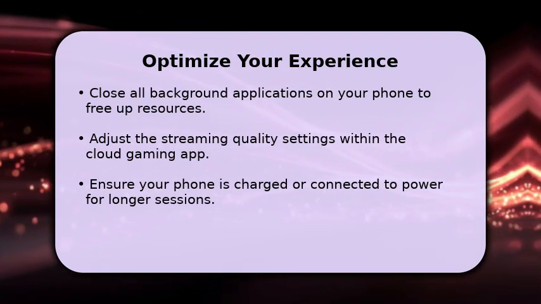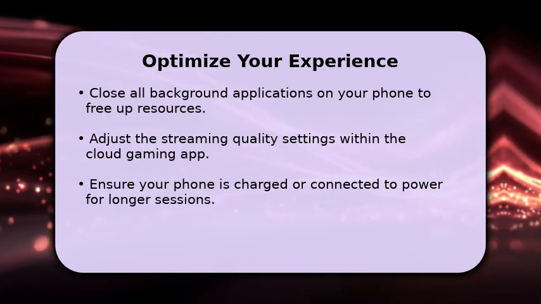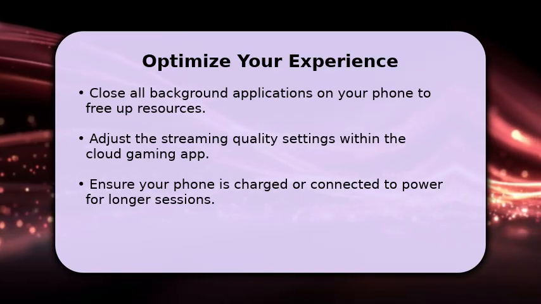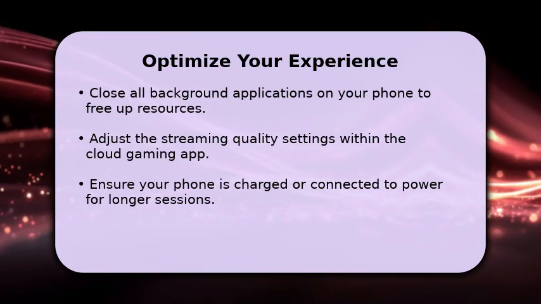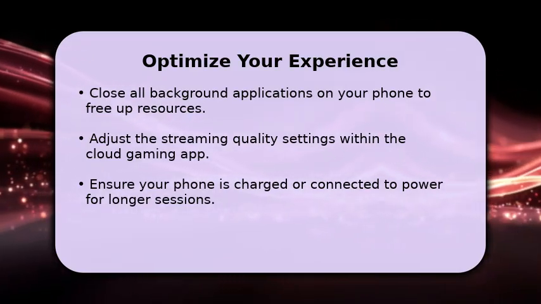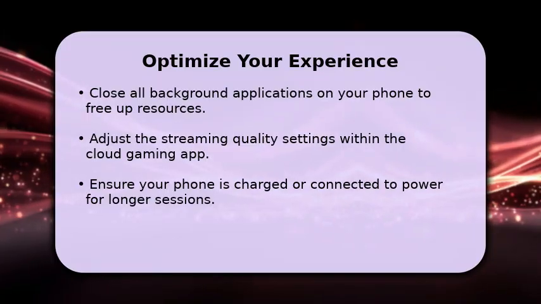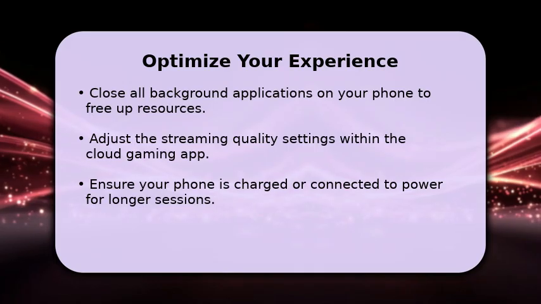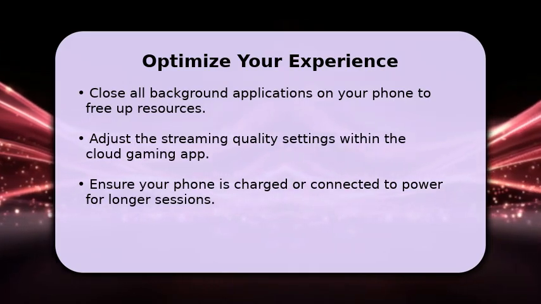To ensure the smoothest possible Elden Ring experience, optimize your phone's performance. Close any unnecessary background applications to dedicate more processing power to the streaming app. Within the cloud gaming application, you can often adjust streaming quality settings. Lowering them slightly can improve stability on slower connections. Finally, keep your phone charged or plugged in, as streaming can consume battery life quickly during extended gameplay sessions.